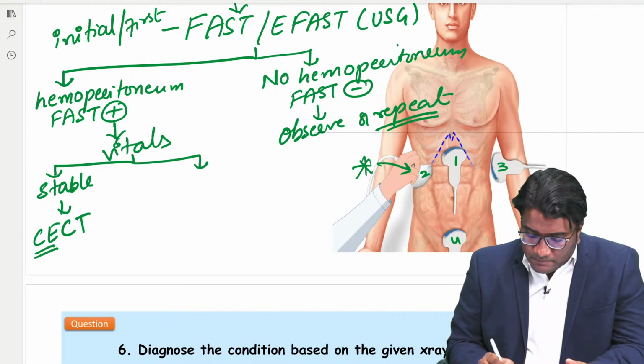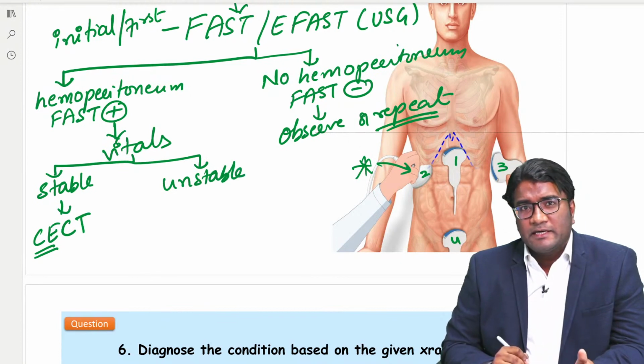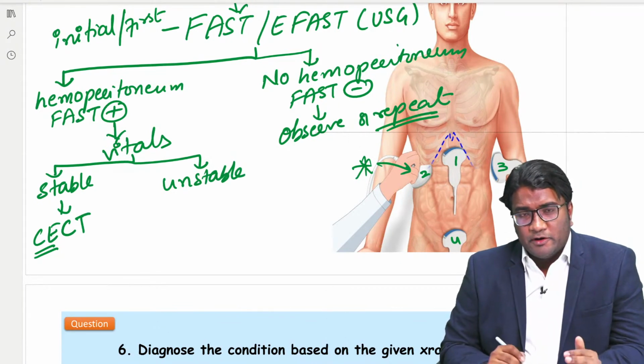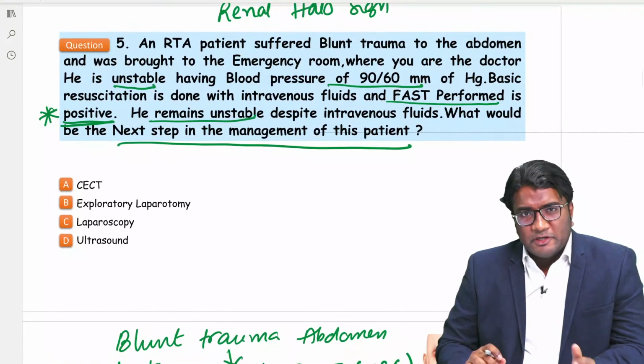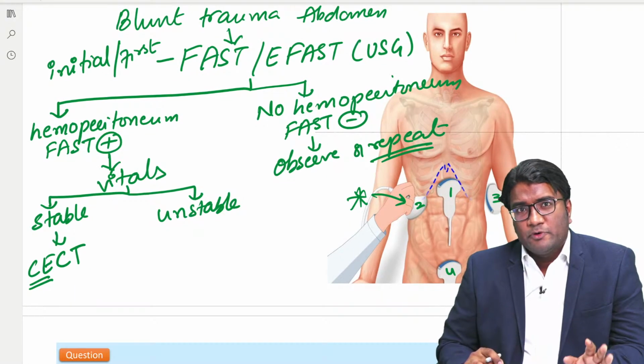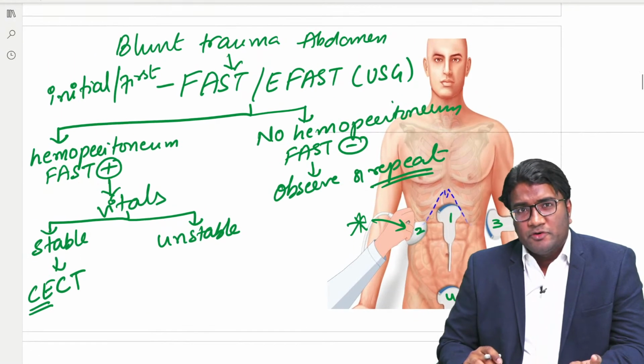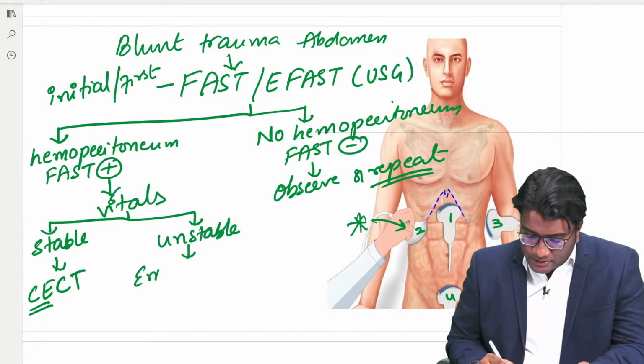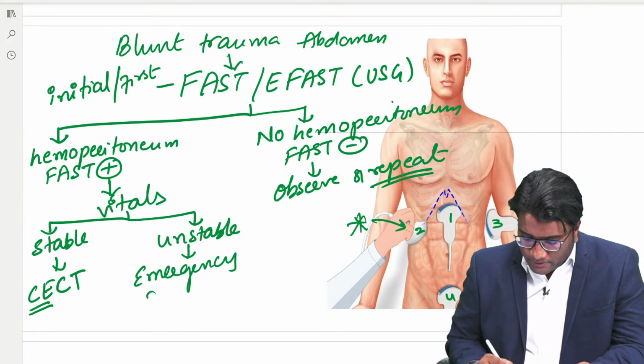But if the patient is unstable, you cannot send him to the radiology department and get contrast studies done. Already the blood pressure is falling down, the patient is collapsing, right? You don't want to waste any more time. You want to take him to the operation room and perform an emergency exploratory laparotomy, so that in the operation room, you know which organ is bleeding and try to ligate it. So here we go for an emergency exploratory laparotomy.